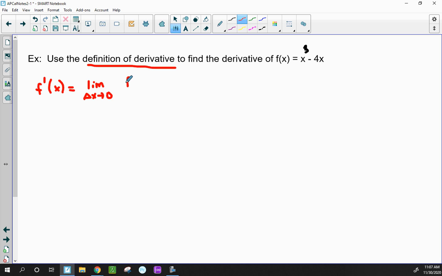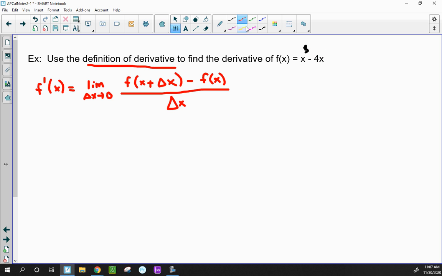And we're going to use f of x plus delta x minus f of x. Again, remember that's just y2 minus y1 divided by the difference in the x's, and that's going to be the change in x, or delta x. Now we're going to take this definition of a derivative and apply it to this function.